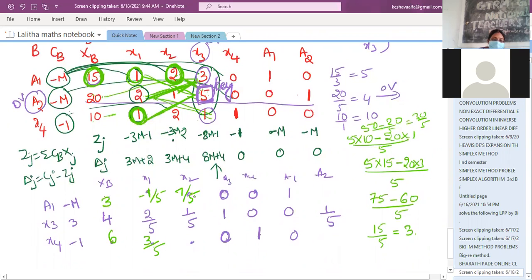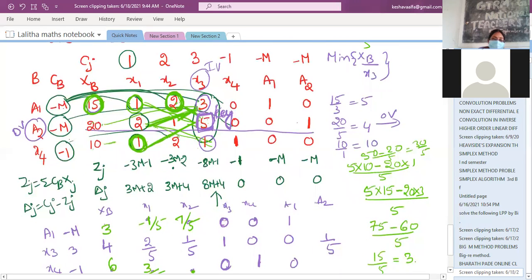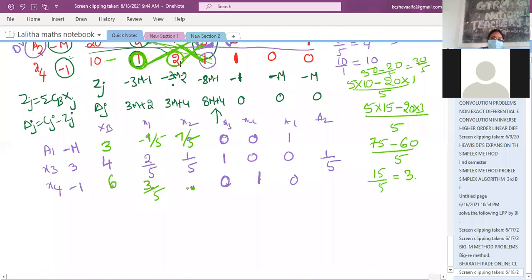7 by 5. Next, this position value, the x2 column third value. 5 into 2, 10 minus 1. 10 minus 1. Minus 5.